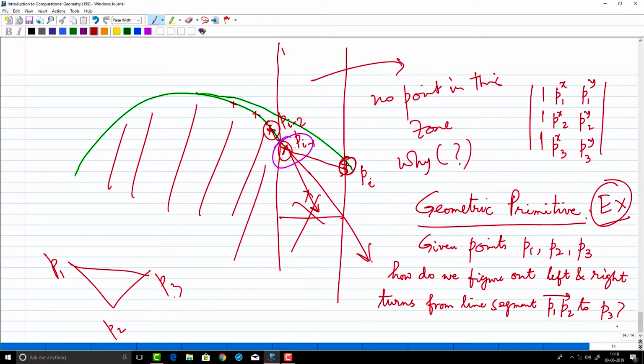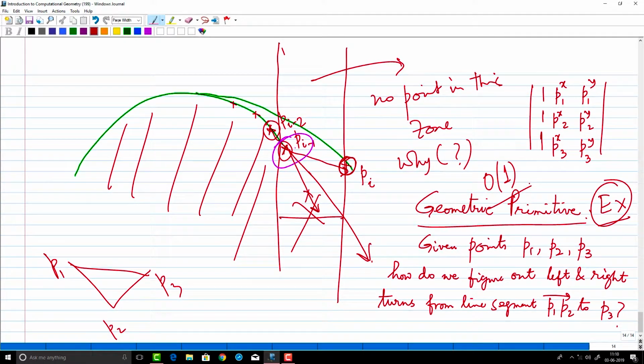Now, say for example, if the points P 1, P 2, P 3 are collinear, then this determinant should evaluate to 0. Fine. So, this is a 3 cross 3 determinant, and you can compute this in order 1 time. So, in constant time you can figure out whether you are going to make a left turn or a right turn. Positive means left. I think positive would be left and negative would be right.